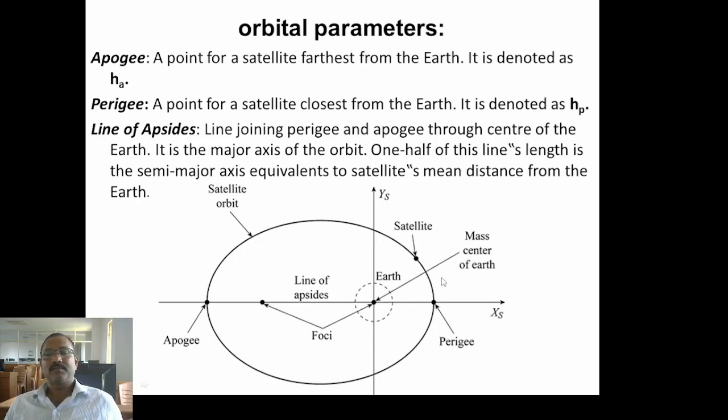So normally we consider this the elliptical path taken by the satellite, or we can say the satellite orbit. We have seen what apogee is, what perigee is, and what the line of apsides is. Simply, the line of apsides is the line joining the apogee and perigee through the center of the Earth. Apogee is the farthest distance from the Earth for the satellite, and perigee is the closest point to the Earth. The line joining apogee and perigee is the line of apsides.